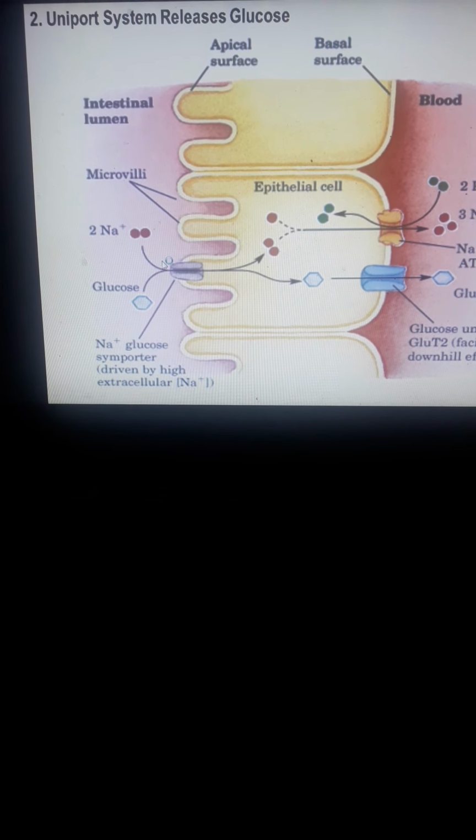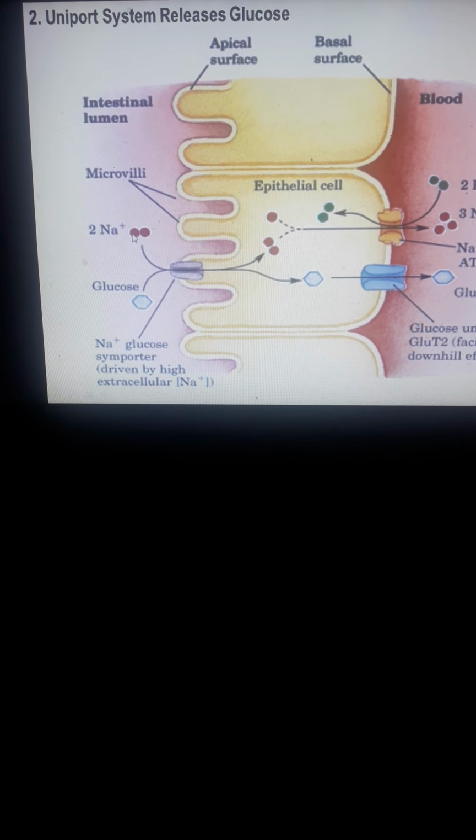So for uniport, it is only one, the transport mechanism or the transport process is in one direction only. So we have two sodium, for example, and the glucose. So the sodium glucose symport system is driven by high extracellular sodium. So glucose plus two ions of sodium will enter via the symport system or the carrier. Then inside, they will split. Then sodium will enter the bloodstream, exchanged with potassium, that is considered to be active transport, while glucose will enter via the glucose uniporter, glucose transporter, to downhill efflux.